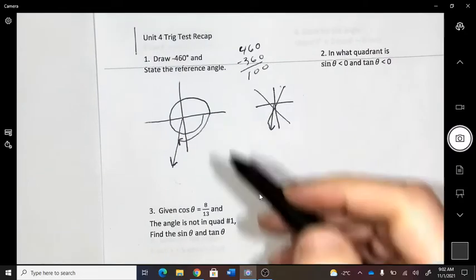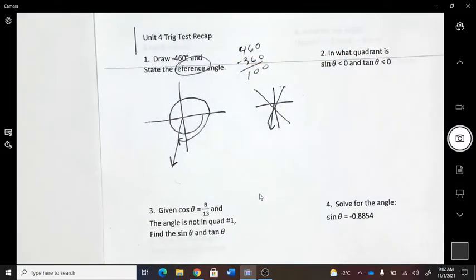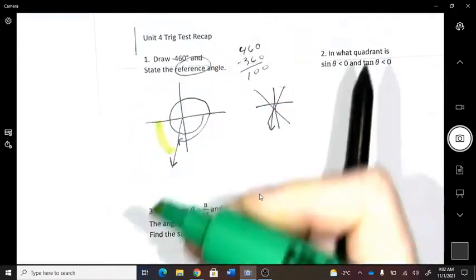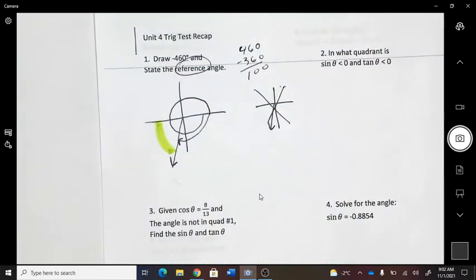What is the reference angle? So from where it is, how far is it to the closest x-axis? So that would be what I'm looking for. The distance in that zone.